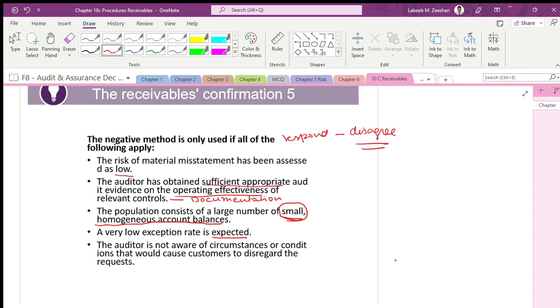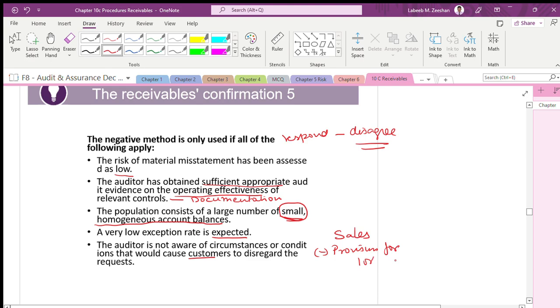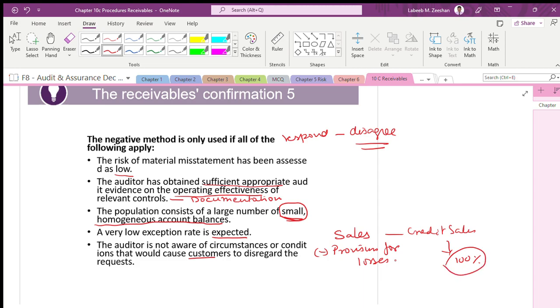This is the last condition: the auditor is not aware of circumstances or conditions which would cause customers to disregard the confirmation requests. This is part and parcel of the activity. Whenever you do sales, definitely there will be a provision for losses. No one in the world says that they are doing credit sales and recovering 100% of their credit sales. It never happens.